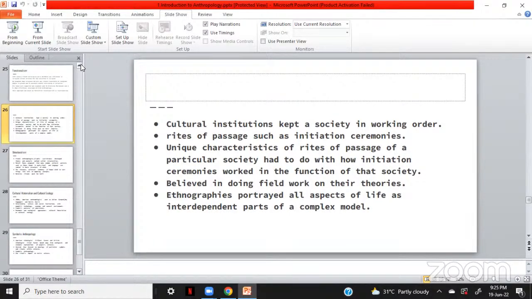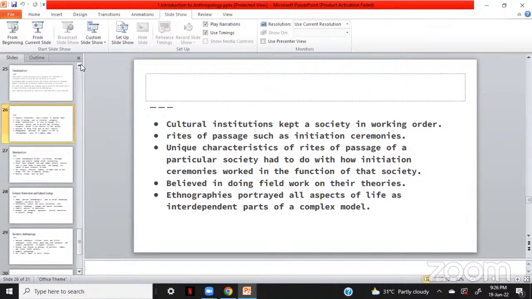So the society needs cultural institutions like religion or marriage. These institutions keep the society in working order. They also provide rites of passage, such as the initiation ceremonies that exist in a particular society. Functionalism focused on the unique characteristics of the rites of passage of a particular society and how initiation ceremonies worked in the function of that society. Each rite of passage has unique characteristics, and those characteristics matter for that rite and affect the entire society.